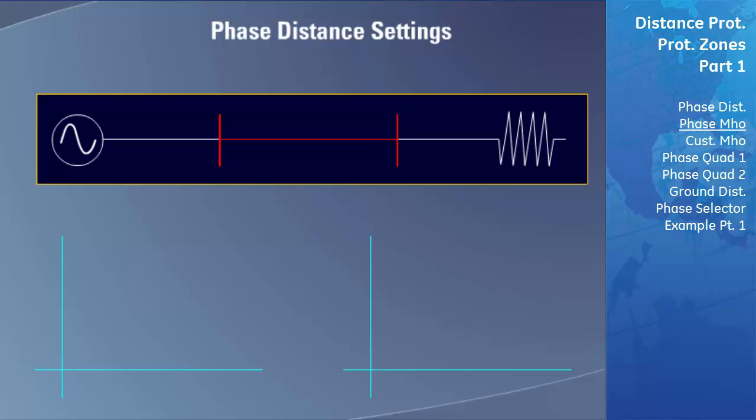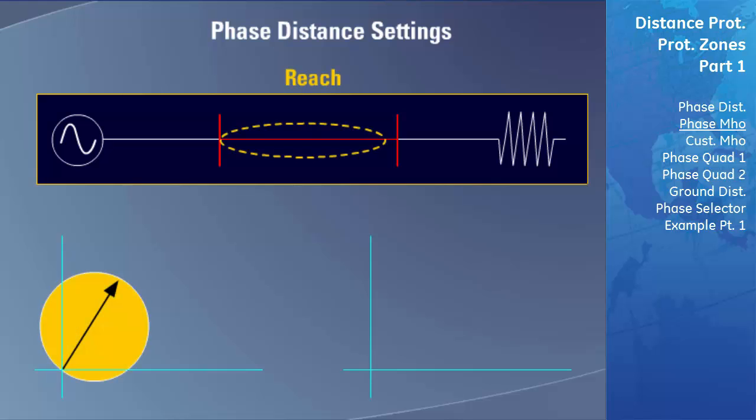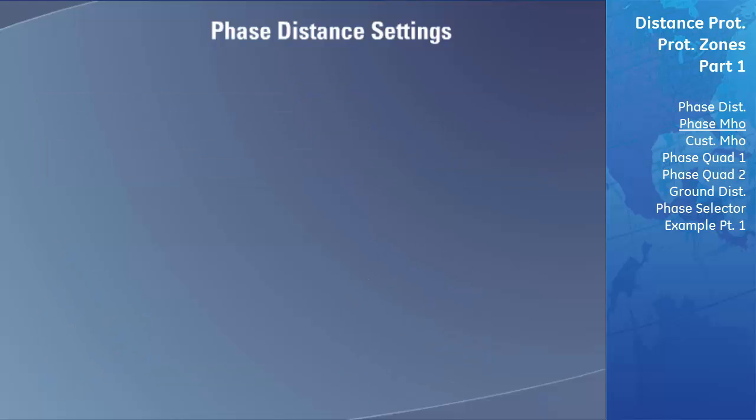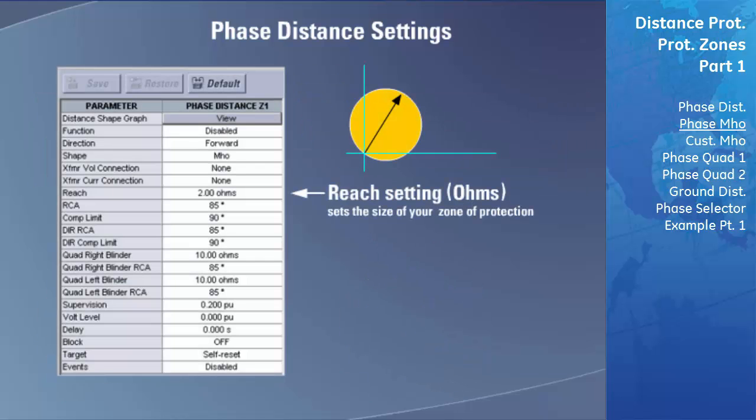The first component we will discuss is the reach impedance. The reach determines how far down the transmission line this zone of protection will extend. Essentially, the reach impedance setting defines the size of the zone of protection. The larger the reach is, the larger your zone of protection will be. The reach setting is entered in secondary ohms. Again, the reach adjusts the size of the MHO circle.